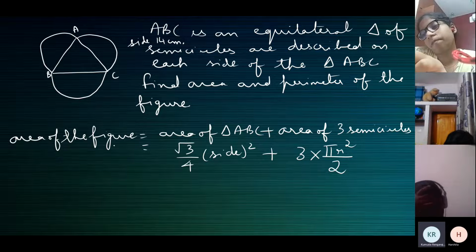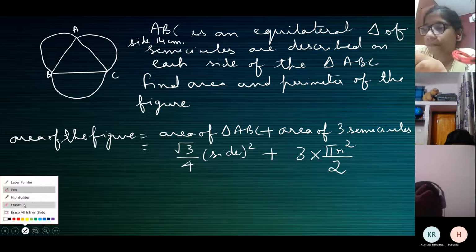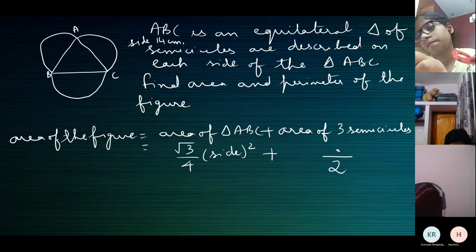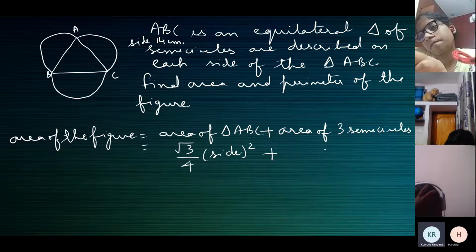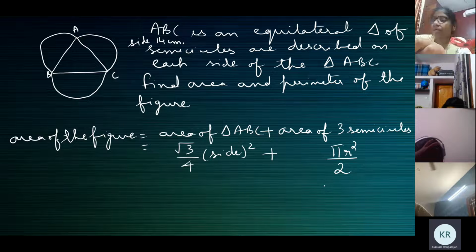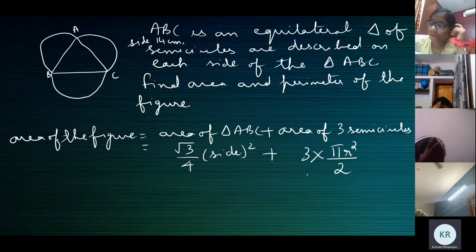I wrote it. Let me write it again. Please watch me write it. Write the area of one semicircle and multiply that by 3. Pi r square is the area of a circle. Divide by 2 to find the area of a semicircle. This is the area of one semicircle. Multiply this by 3 to find the area of 3 semicircles. Now all that you have to do is substitute the values.